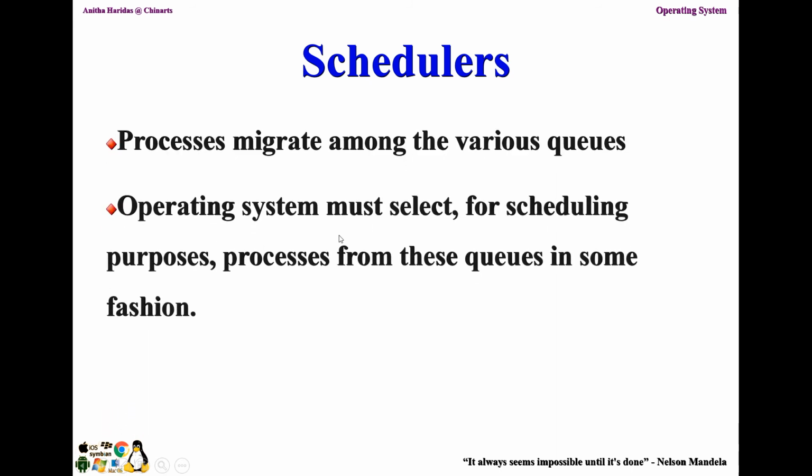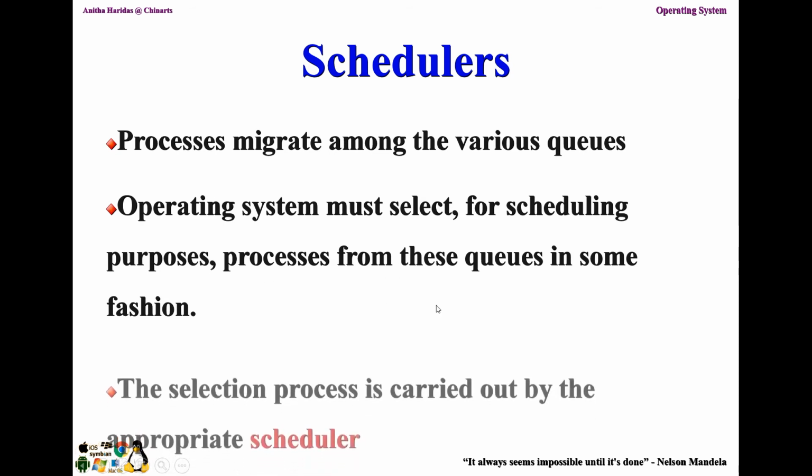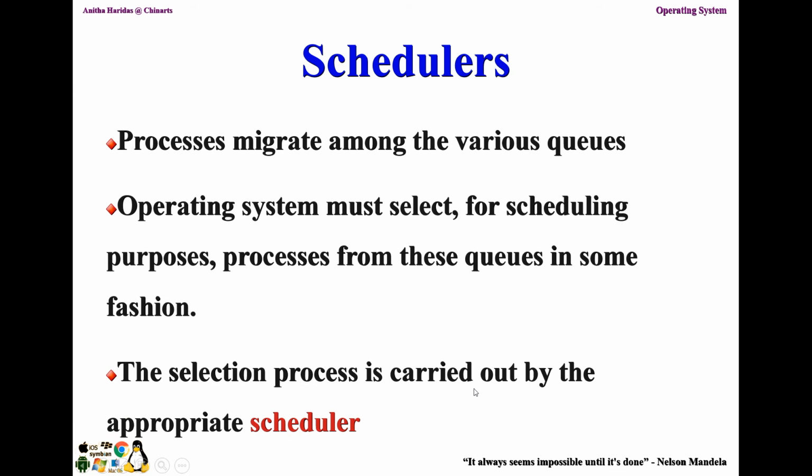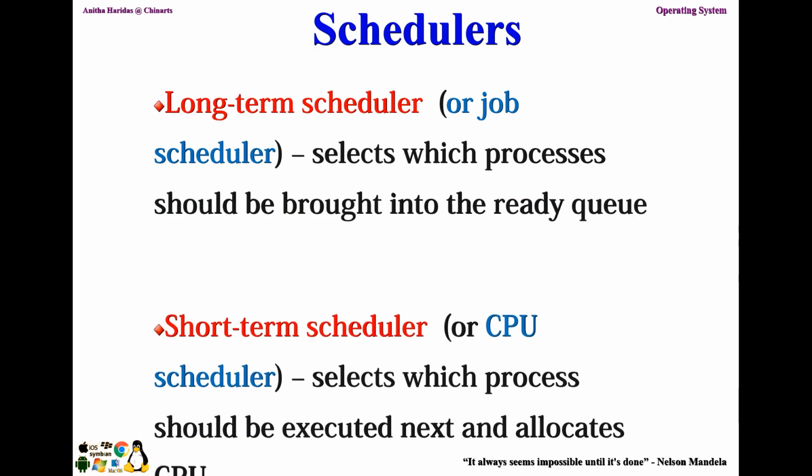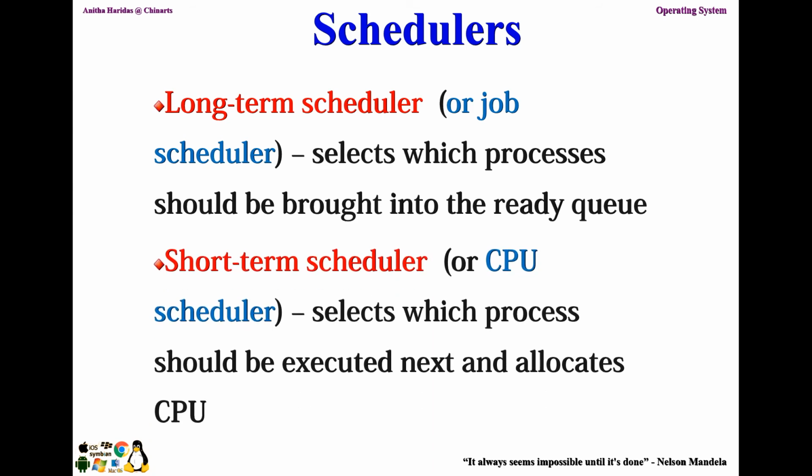So the operating system must select for scheduling purposes the processes from these queues in some fashion, and the selection process is now carried out by the scheduler, right? So the scheduler is the one which will be selecting the process from the queue to the CPU. Now if you take the scheduler, there are two types of scheduler. One is called the long-term scheduler, the other one is called the short-term scheduler. The long-term scheduler is otherwise known as the job scheduler, and the short-term scheduler is otherwise known as the CPU scheduler.